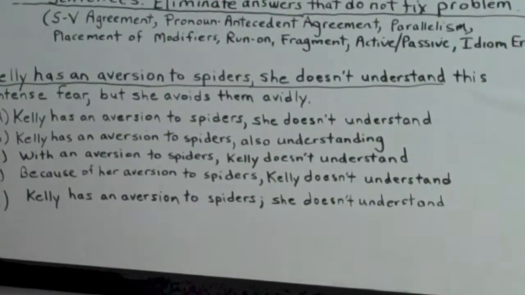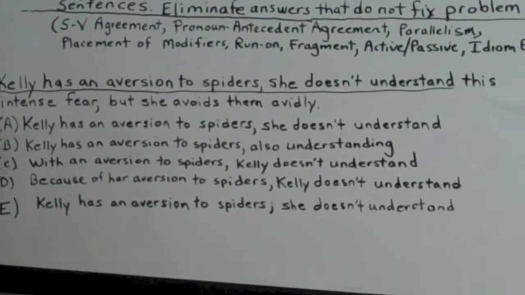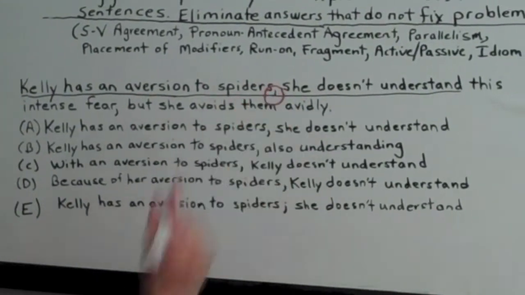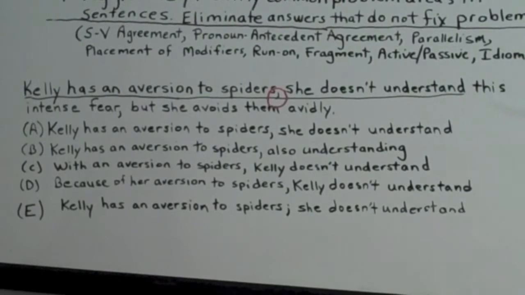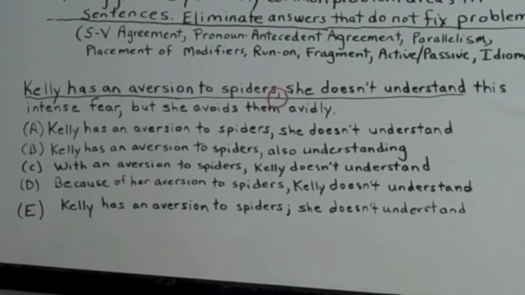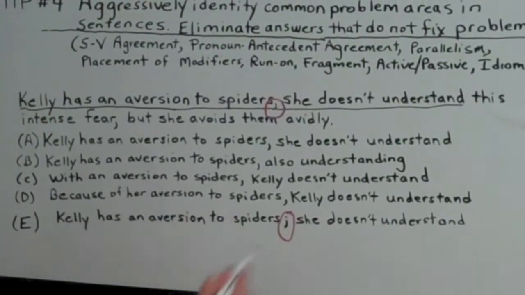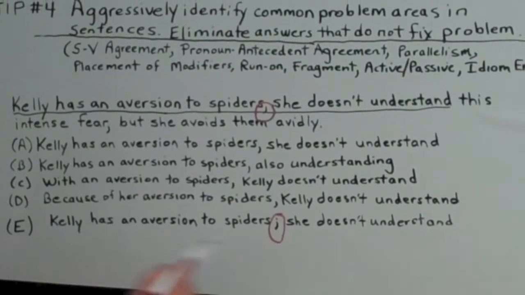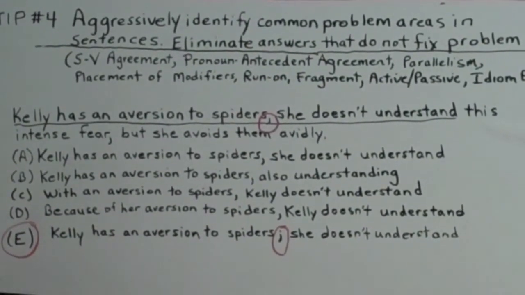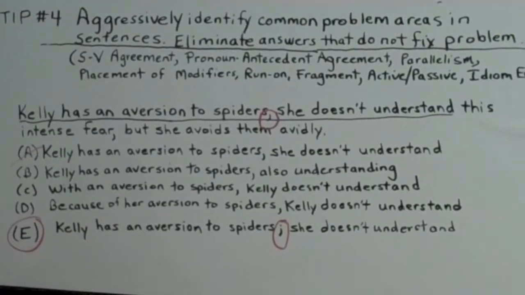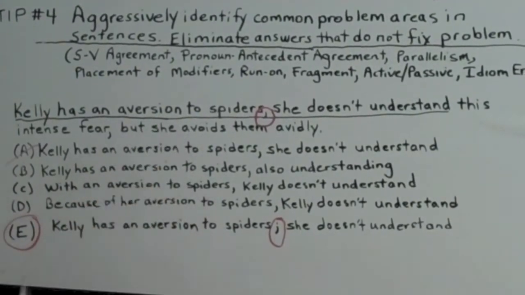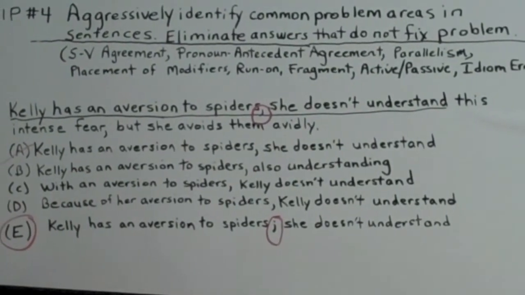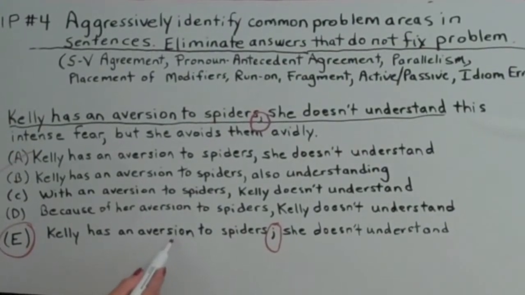Kelly has an aversion to spiders. She doesn't understand this intense fear, but she avoids them avidly. Let's identify the problem. It's a run-on sentence. There's a comma splice. There's a comma connecting 2 independent clauses. Where's the fix? We need a semicolon. We have to swap the comma with a semicolon to connect 2 independent clauses. So E would be the correct answer. We could eliminate A right off the bat because it's the same as the underlined portion, and we know that's incorrect. B, C, and D are awkward and don't fix the problem, so choice E would be the clear answer.